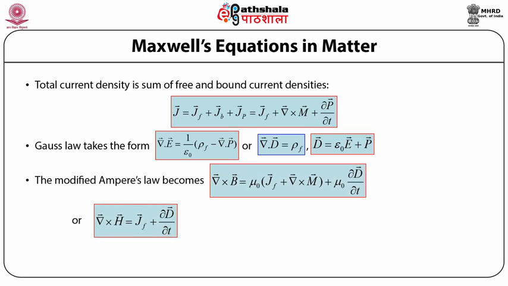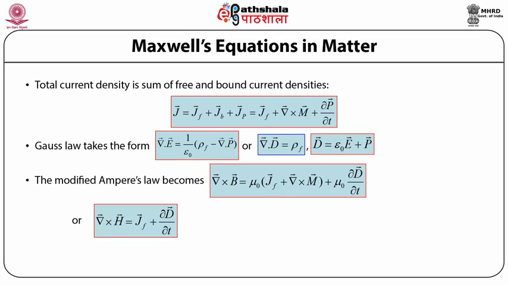Similarly, the modified Ampere's law using the above definition of the current density, which includes both free and bound current densities, becomes: curl of the magnetic field induction vector B is equal to mu naught times [current density vector J_F plus curl of the magnetization vector M] plus mu naught times the time variation of the electric displacement vector D, where the current density vector J_F is the current density due to free charges, the curl of the magnetization vector M denotes the current density due to the bound charges, and the last term, the time variation of the electric displacement vector, denotes the current density due to the electric polarization.